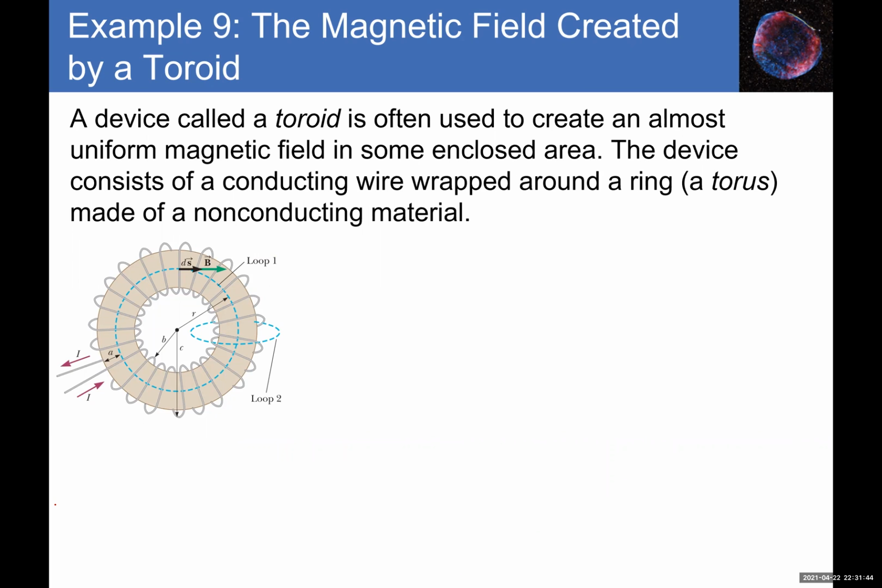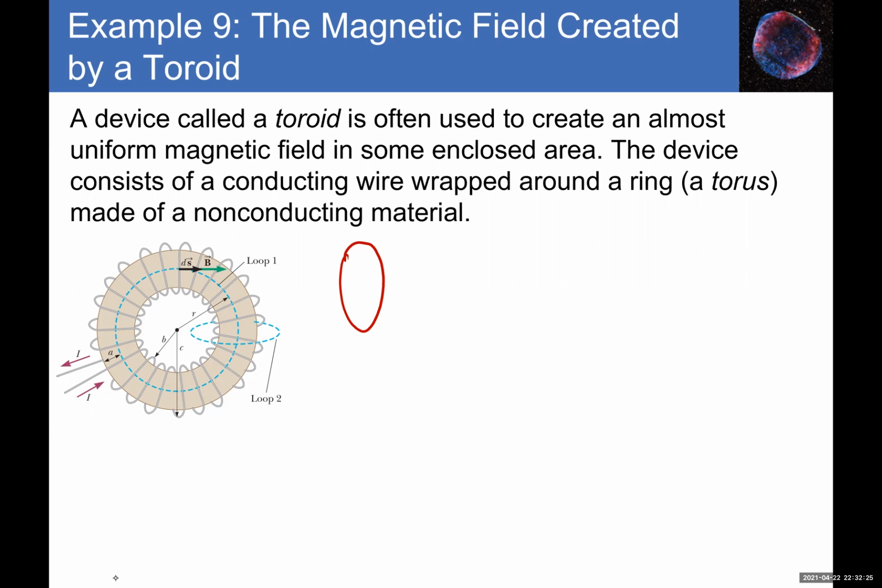Let's look at another example, a device called a toroid, which is often used to create an almost uniform magnetic field in some enclosed area. This device consists of conducting wire wrapped around a ring, a torus, made of non-conducting material. The conducting wire wrapped around is basically creating a lot of loops, and the magnetic field will be, remember, if you have a loop like this, the magnetic field goes like, let me use a different color for the magnetic field.